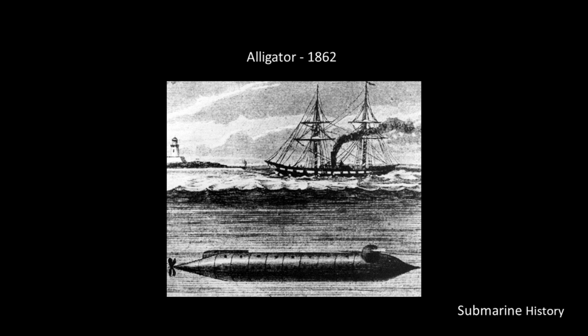Alligator was built from iron and measured 40 feet long with a beam of 4 feet 8 inches and a height of 5 feet 6 inches. She carried a crew of 18, 16 to operate hand-powered paddles, replaced the following year by a hand-cranked propeller. The hand-cranked propeller would give her a surface speed of 4 knots.